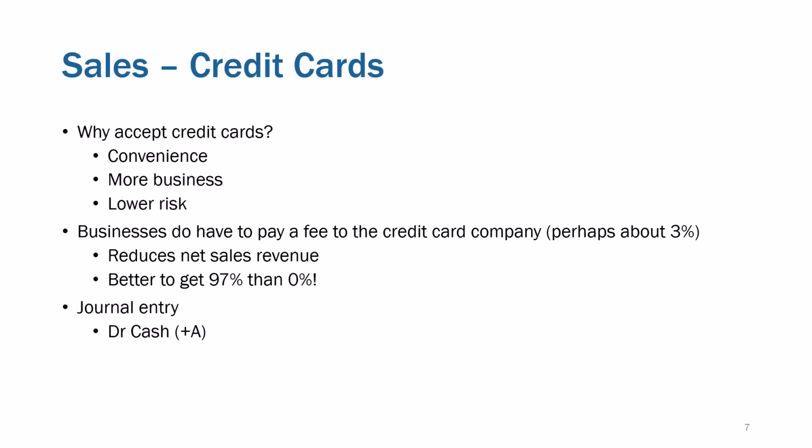Journal entry. So we have an increase to cash at the time of a sale with a credit card, and then there's also going to be a debit to the credit card discount, which is a contra revenue account, -R, contra revenue, and then we'll credit the sales revenue. Let's go through an example to drive this one home.